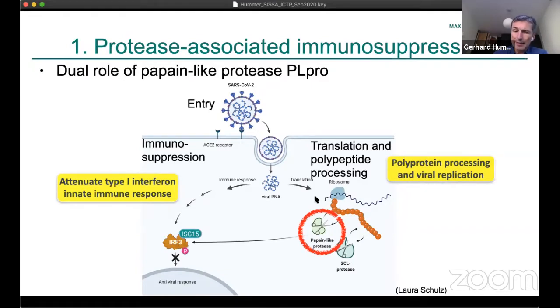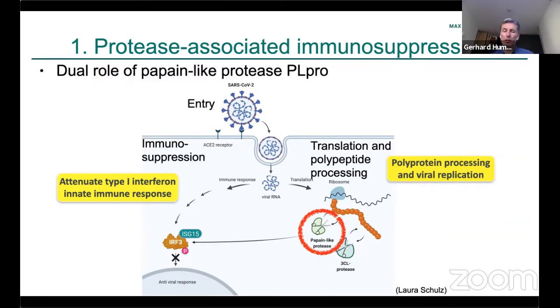But in addition, the papain-like protease also is very actively involved in the suppression of the innate immune response of the host cell, which of course tries to inform the outside that it has been infected and activate antiviral responses that, for instance, can kill an infected cell. This would be, for instance, in this case, the type 1 interferon innate immune response.